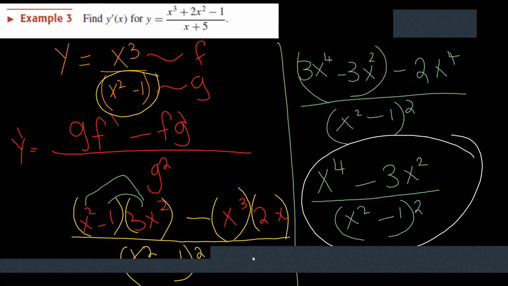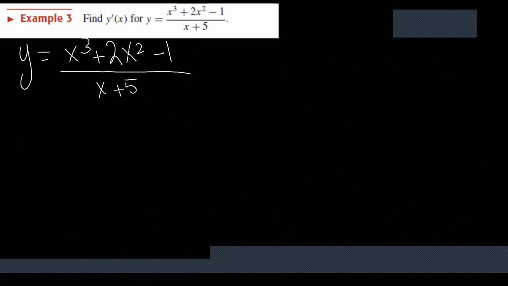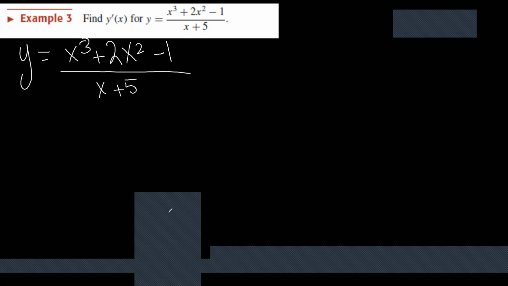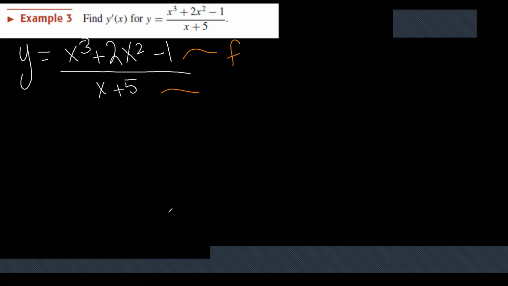Now, let's do this example here. I have to find y prime of x, where y is x cubed plus 2x squared minus 1 over x plus 5. The first step, let's write the functions. x cubed plus 2x squared minus 1 over x plus 5. The first step, let's see, this is f and this is g.